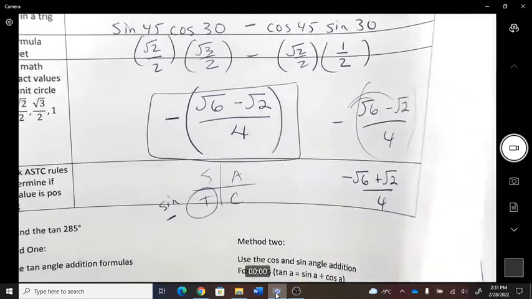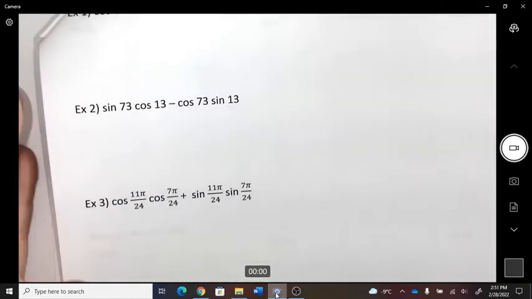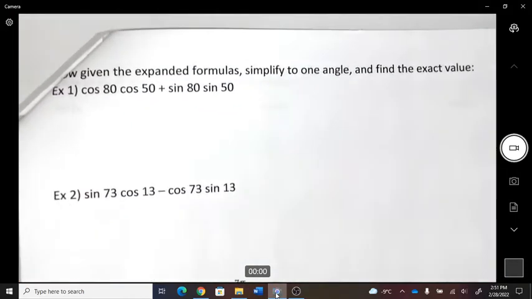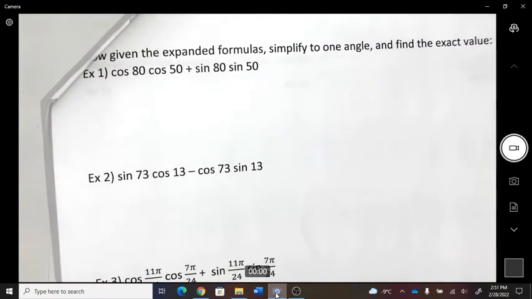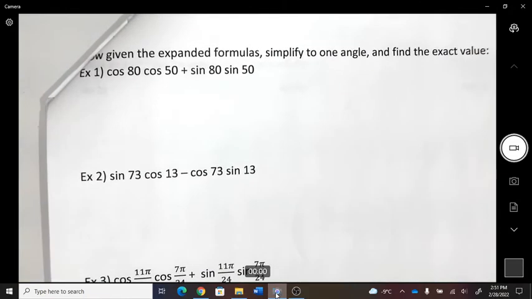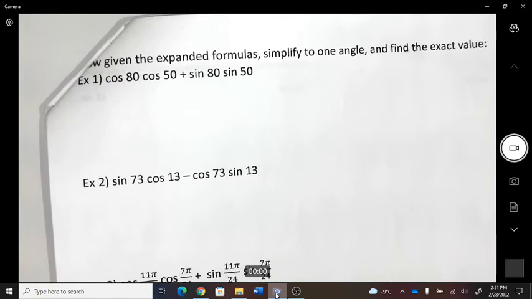Okay, flip one page. We're gonna do 3 questions on this page and done. And that was that? Yeah, I think I'm gonna do the tan stuff tomorrow maybe.